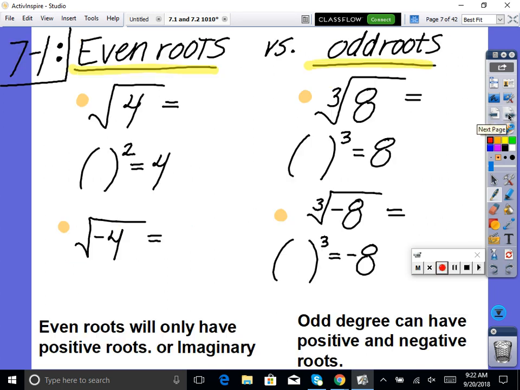Okay, awesome. Now we're starting 7-1. So now that's going to help us lead into 7-1. So here's the first thing we have to realize. Even roots versus odd roots. There are some key differences when simplifying even roots and odd roots.